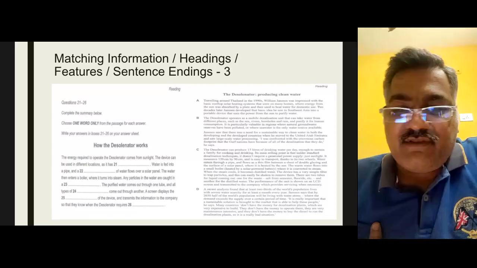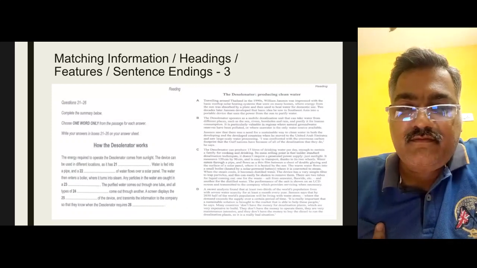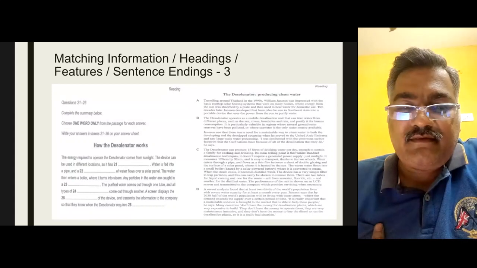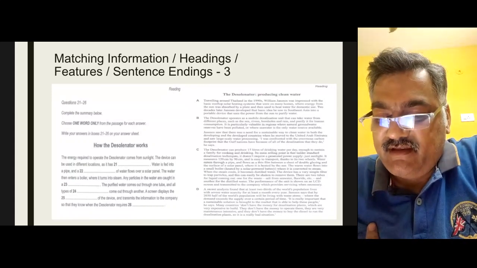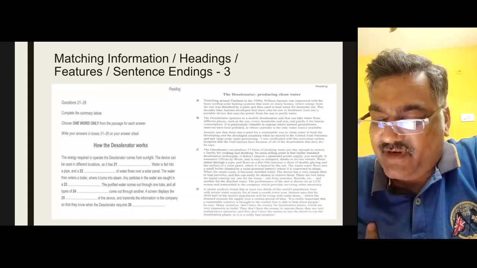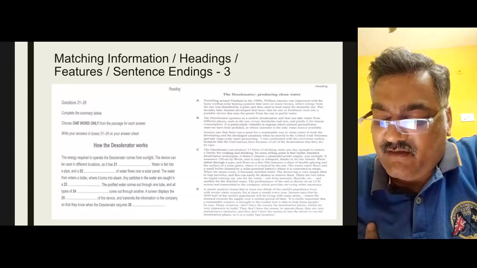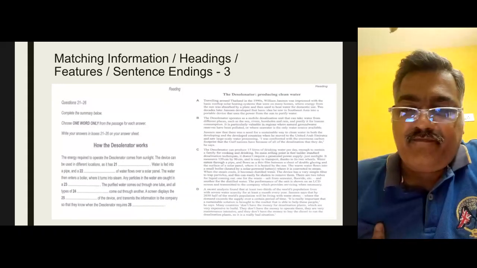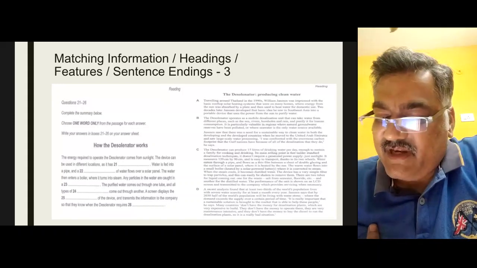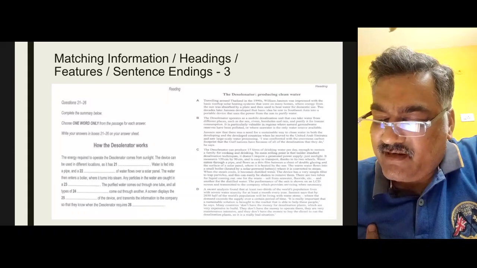How many words you should use? Only one word. Okay. So choose the appropriate word for this. Now, how to identify where this particular passage starts from? Can anybody tell me where this particular passage is?